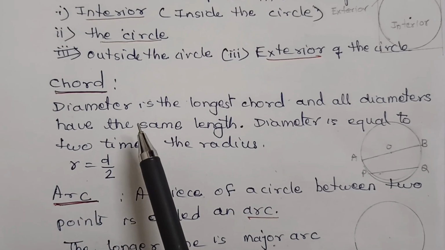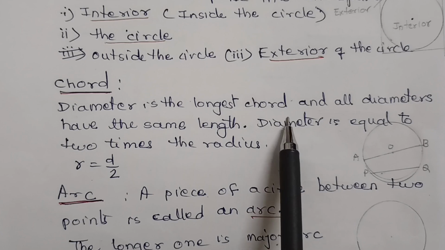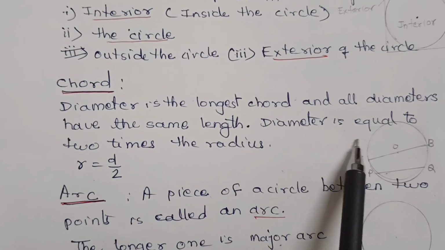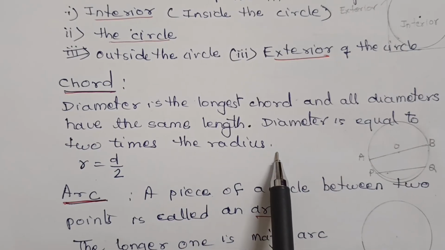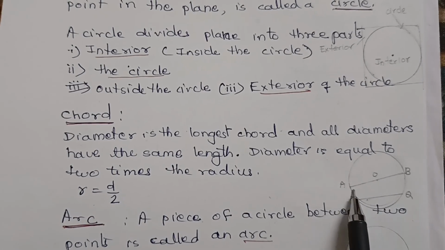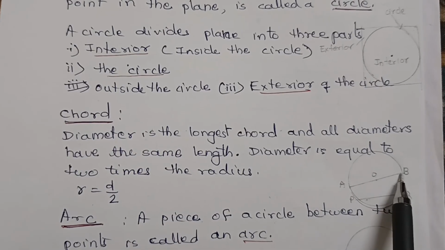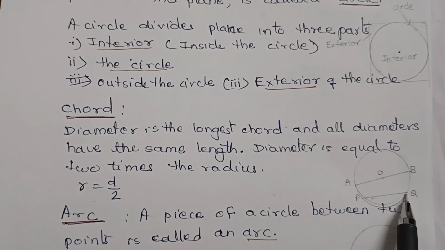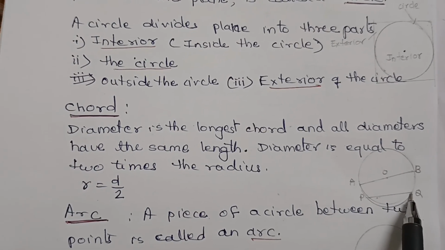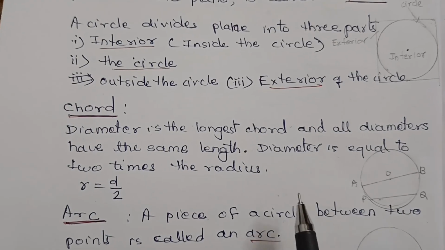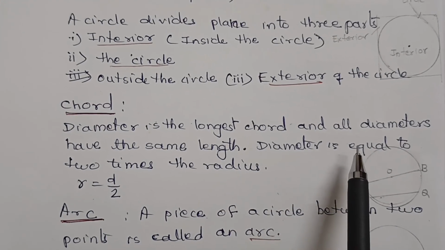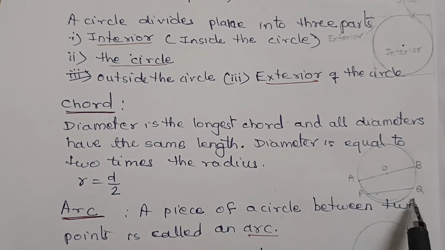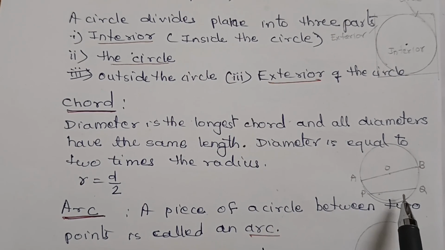Next we'll see what is a chord. Diameter is the longest chord and all the diameters have the same length. Diameter is equal to 2 times the radius. Any 2 points on the circle passing through the center is a diameter, and it is also a chord. PQ is also a chord because a line joining any 2 points on the circle is called a chord. If you draw any diameter on this circle, it will have the same length.